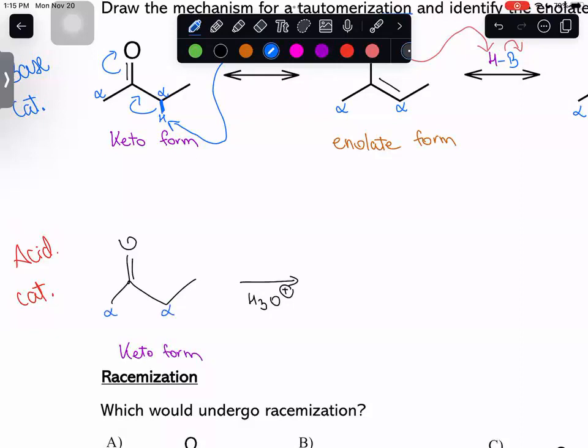Now, in chapter 16 and 17, what did acids do to the reaction? How did they affect them? It makes the electrophile more electrophilic. So that oxygen in the carbonyl is actually going to get protonated. So it becomes more electrophilic.